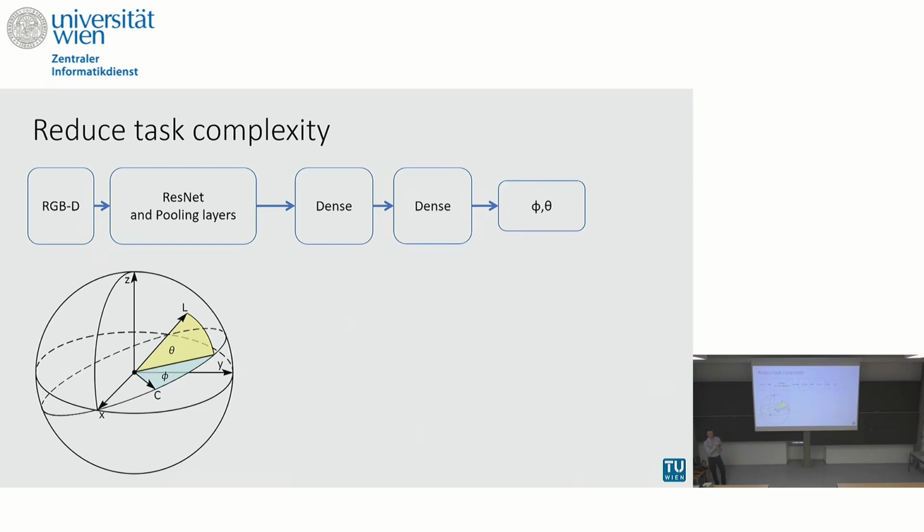We had our RGBD input, having the residual layers, which allowed a deep network, then some dense layers, and at the end the network outputs two numbers, which is directly the theta and phi of the light direction.